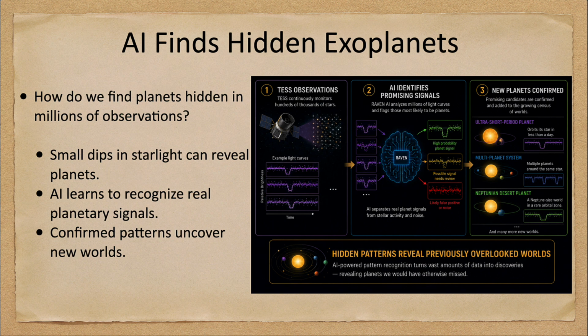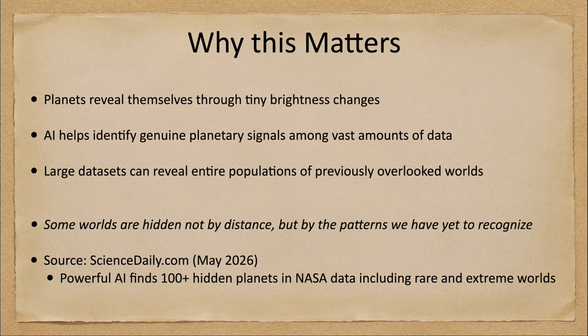By improving our ability to identify hidden patterns, scientists can learn not only where planets exist, but how common different types of worlds may be. This discovery reminds us some of the most important clues in astronomy are not hidden by distance. They are hidden within the data itself.